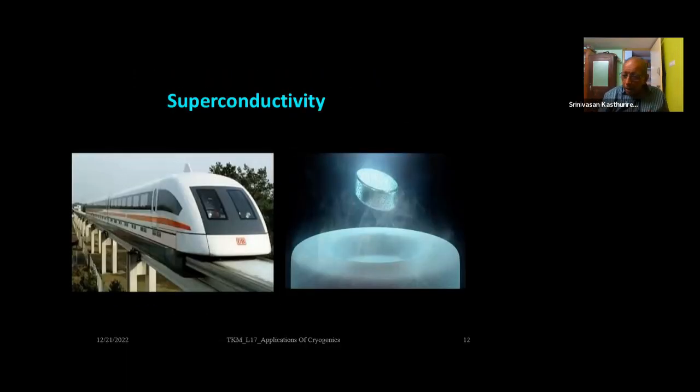Now, looking at the applications, there are a number of them. Superconductivity, the superconducting levitated trains. You can see here the superconducting levitated trains, and this image shows the high temperature superconductor using liquid nitrogen. The superconductor is floating in the air. So it is the magnetic levitation that you normally see.